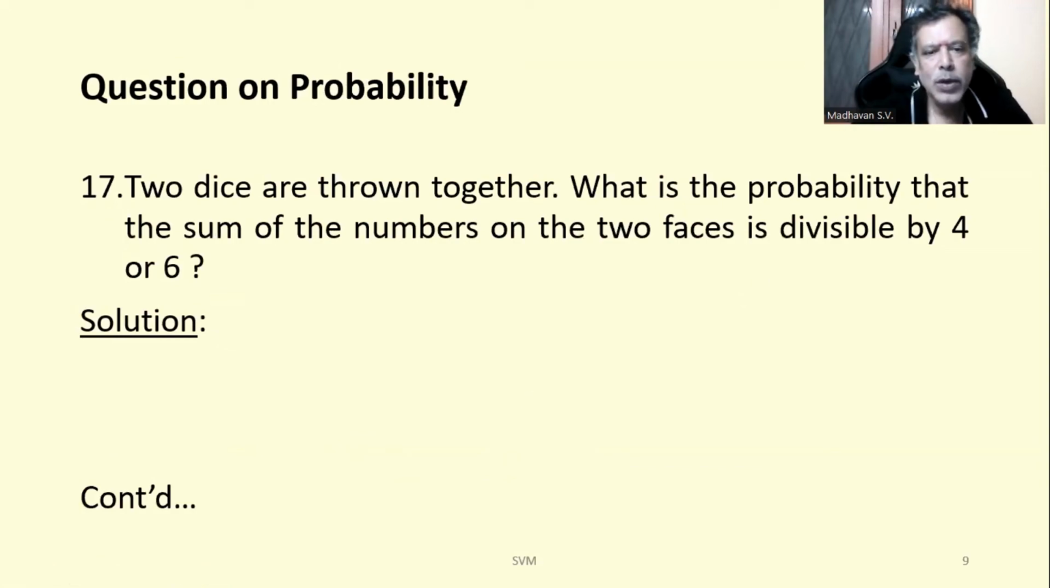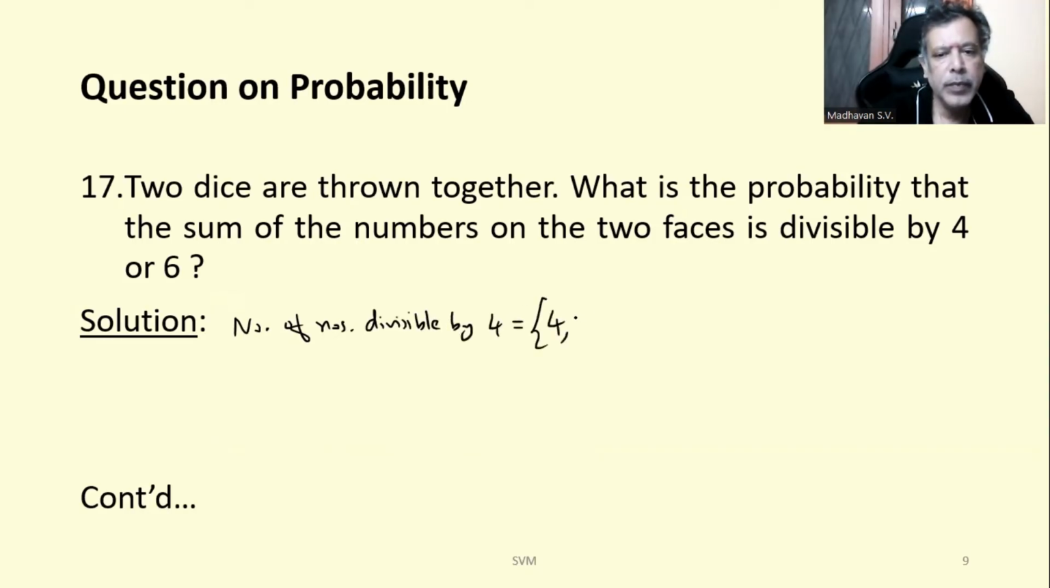2 dice are thrown together. What is the probability that the sum of the numbers on the 2 faces is divisible by 4 or 6? If we have 2 dice, the maximum sum possible is 12. So the numbers divisible by 4 will be 4, 8, and 12. Then the numbers divisible by 6 will be 6 and 12.